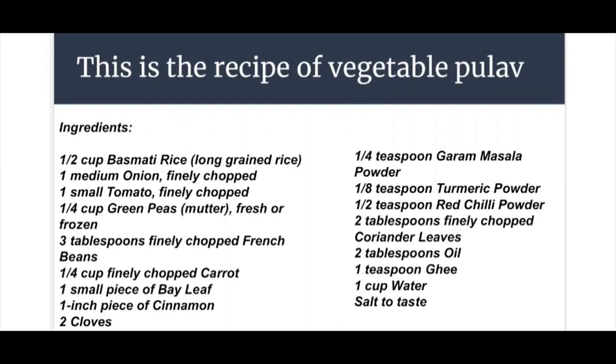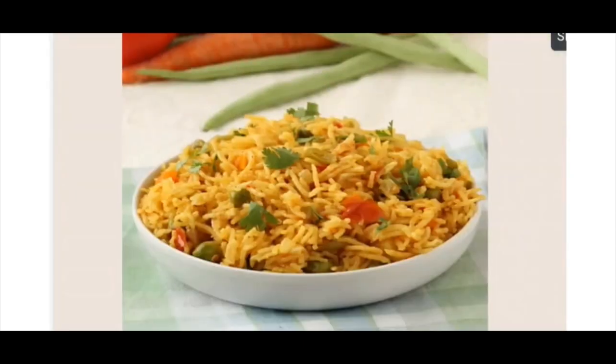This is the recipe of vegetable pulao. The ingredients which are needed: basmati rice, onion, tomato, green peas, french beans, carrot, bay leaves, cinnamon, cloves, garam masala, turmeric powder, red chili powder, coriander leaves, oil, ghee, water, salt to taste. Now this is the look of Indian pulao which we usually make at home. There are many such recipes in which we make pulao or pilaf.